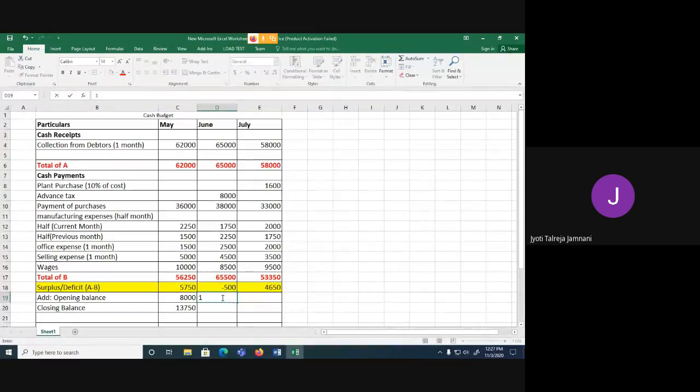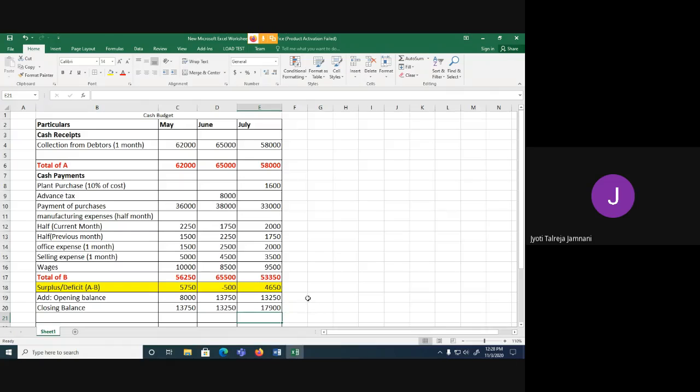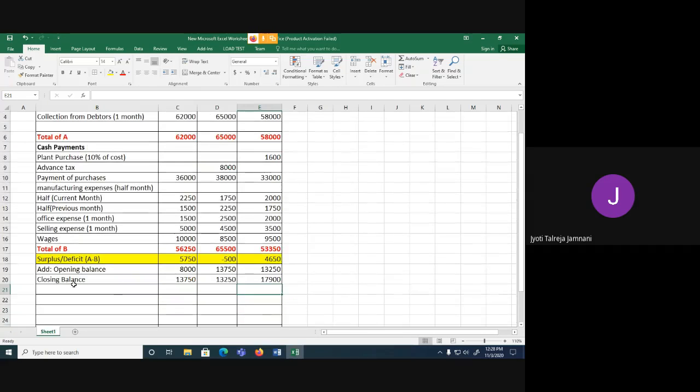Closing balance 13,750 of May becomes opening balance for June. So from 13,750 surplus, you minus, opening balance minus 500 deficit, you will get 13,250. This becomes opening balance for July. So July 13,250 plus surplus 4,650, 17,900 is your closing balance. So this is the final answer, and this is your surplus or deficit.